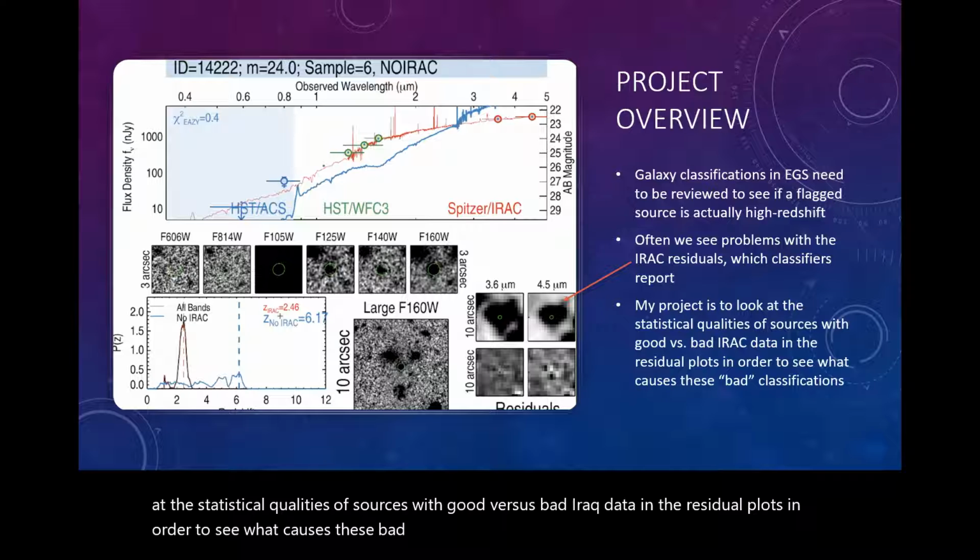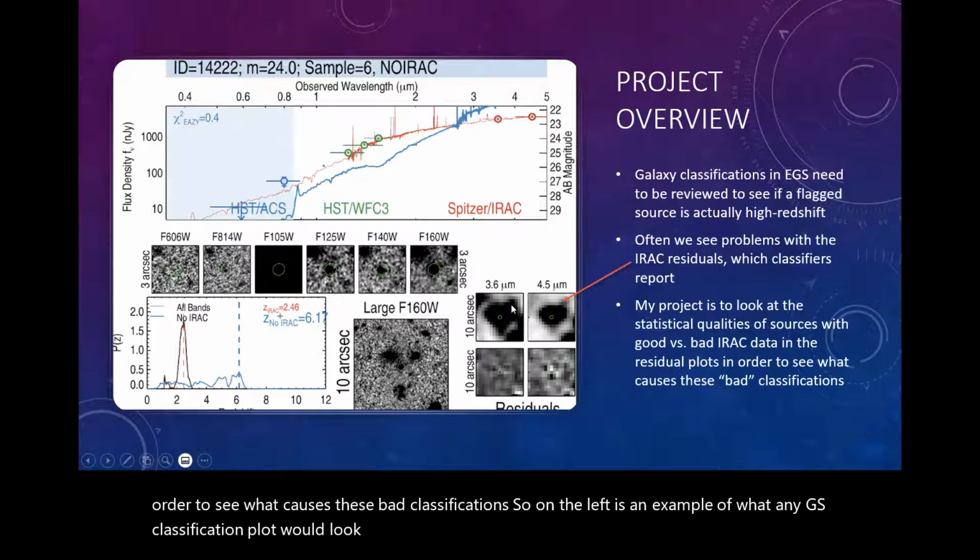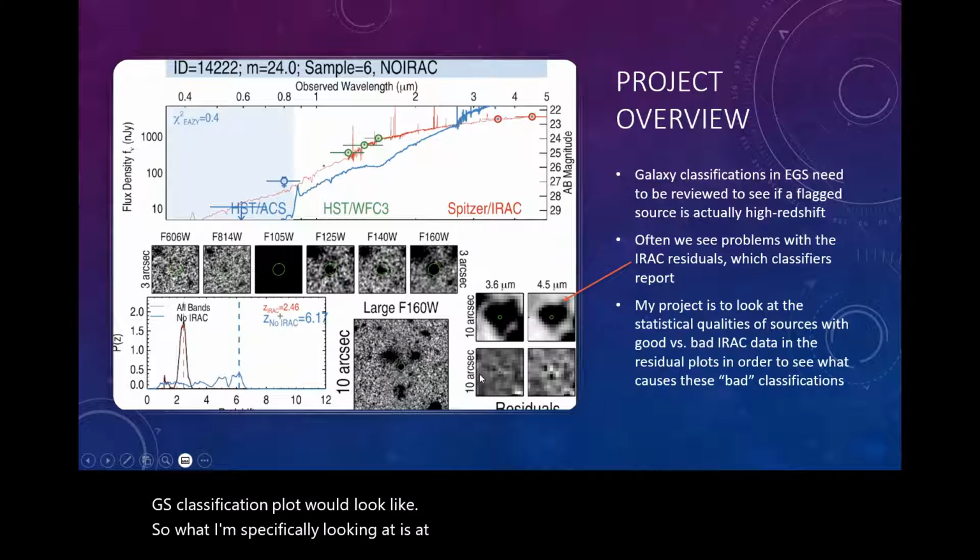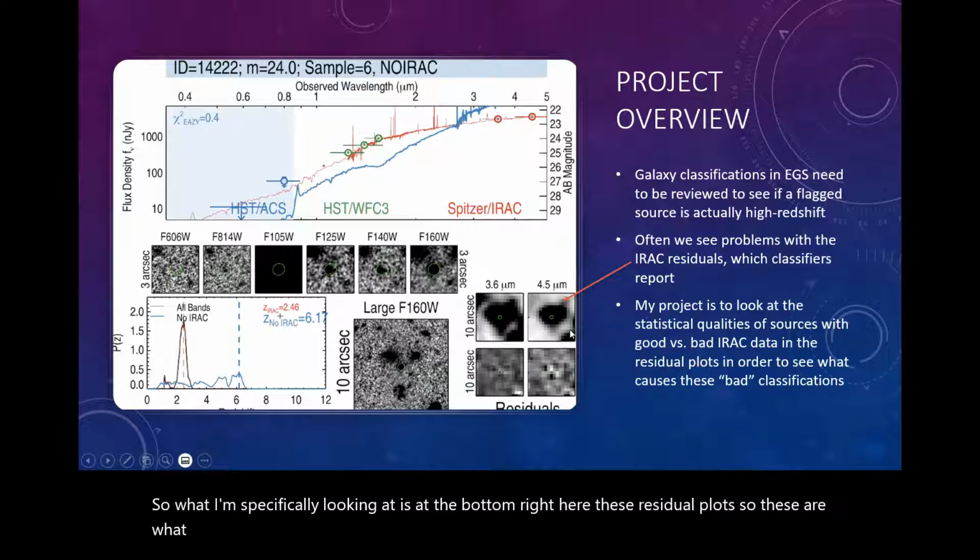So on the left is an example of what an EGS classification plot would look like. So what I'm specifically looking at is at the bottom right here, these residual plots. So these are what I'm concerned with, and this is what the rest of my project is going to be talking about.